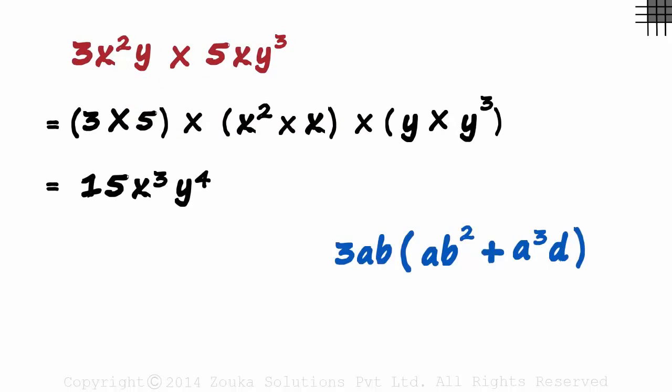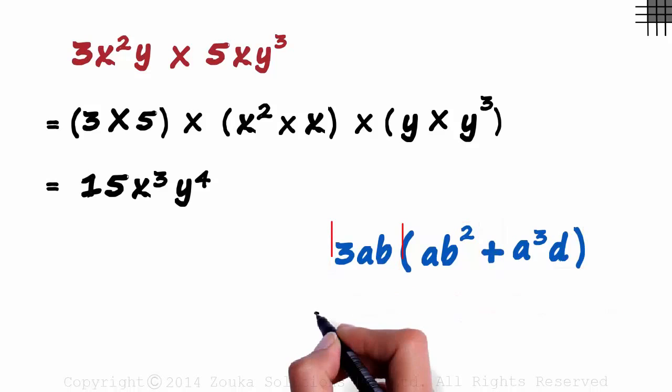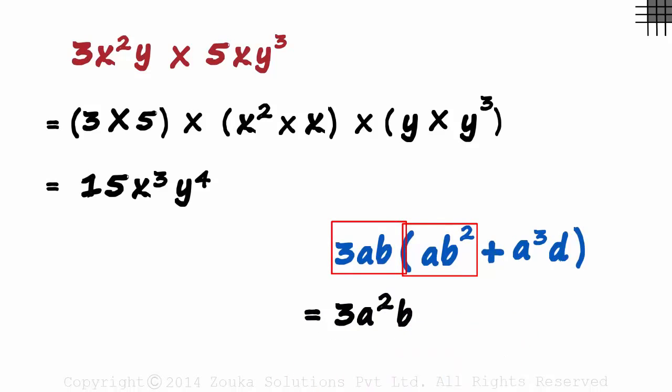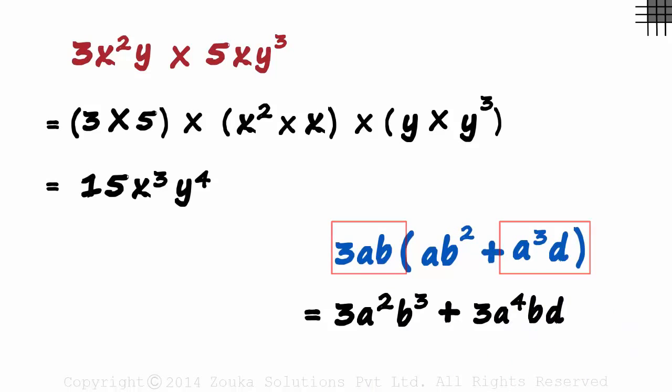In the next example, we have to multiply a monomial with a binomial. It's simple. We can just use the distributive property to add this product with this one. The product of these two terms gives us 3a squared b cubed and the product of these two terms is 3a raised to 4 bd.